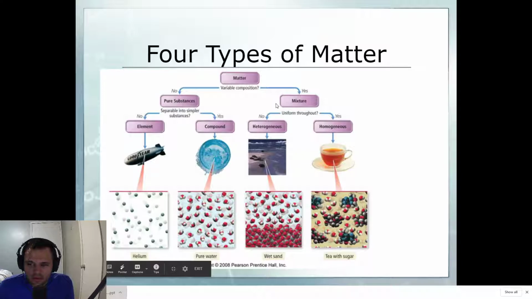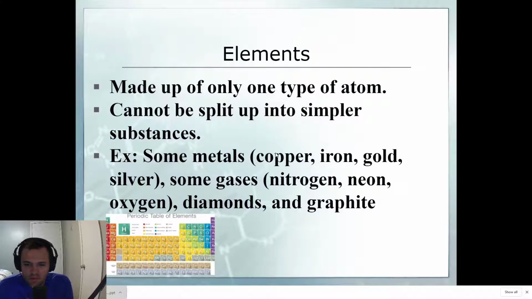Other than pure substances, we have mixtures, and there are two types of those, heterogeneous and homogeneous. We're going to talk about what those two words mean a little bit later. But first things first, elements. So, like I said a second ago, elements are made up of only one type of atom. The basic idea behind elements is that they cannot be split up into anything simpler.